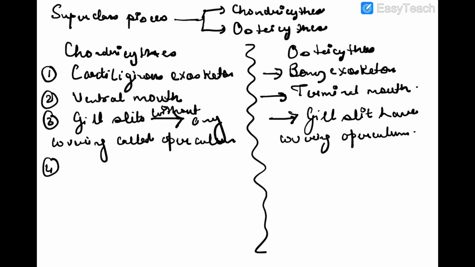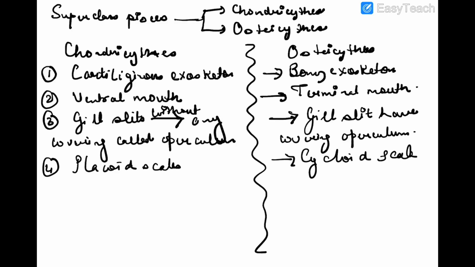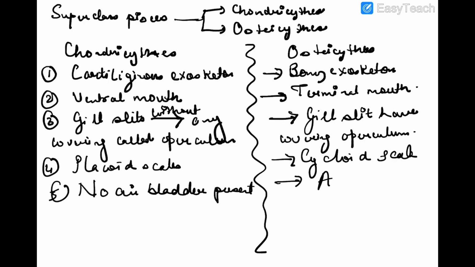Cartilaginous fish's skin is covered by placoid scales, whereas bony fish's skin is covered by cycloid scales. In cartilaginous fishes, no air bladder is present, so they have to continuously swim inside the water because there is no buoyancy which is provided by the air bladder, whereas osteocytes have an air bladder present.